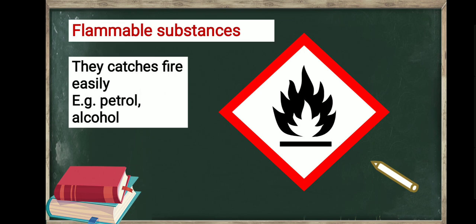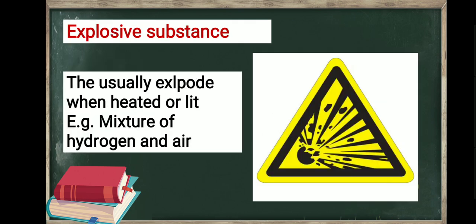For example, at a petrol station you must have seen this symbol. It means there is petrol over there and it will cause fire, so you have to take it away from the fire. The next one is explosive substance. An explosive substance usually explodes when heated or lit, for example a mixture of hydrogen and air. These substances will explode when they are heated, so we have to take them away from heat. This symbol tells us that this chemical is explosive.